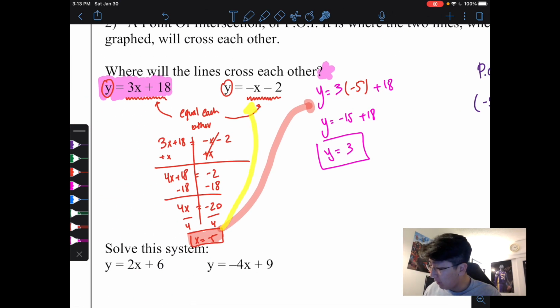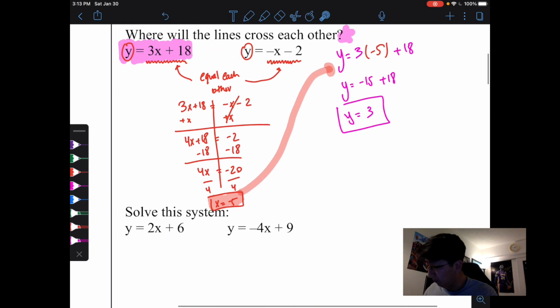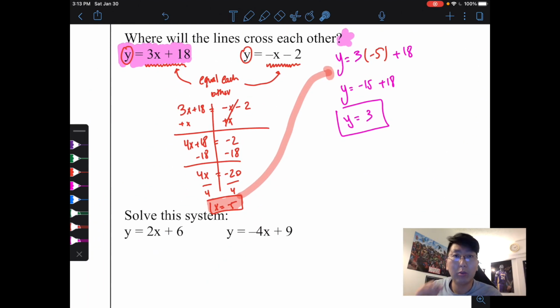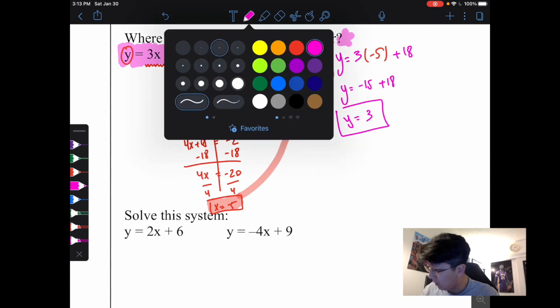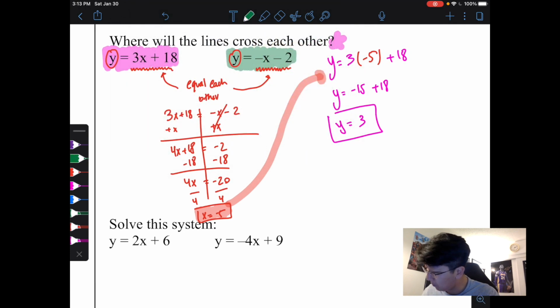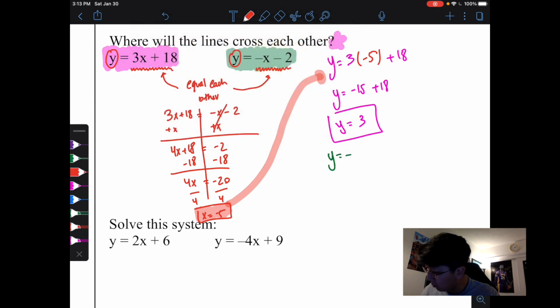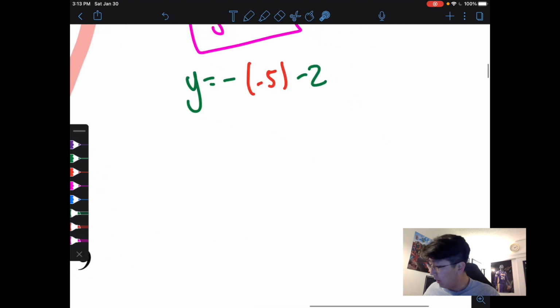I need to make sure that it fits into both, because this is a POI, so this point should work for both lines. So if I plug in negative 5, I'll do this one in green. Okay, so let's go ahead and grab a green pencil. Y equals negative, and instead of x, I'm going to put negative 5 minus 2. Hopefully you're able to see I copied this portion right here. But instead of x, I plugged in negative 5. Okay? And I'm going to go ahead and solve for y here.